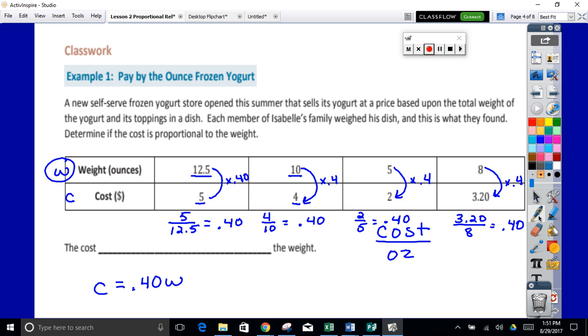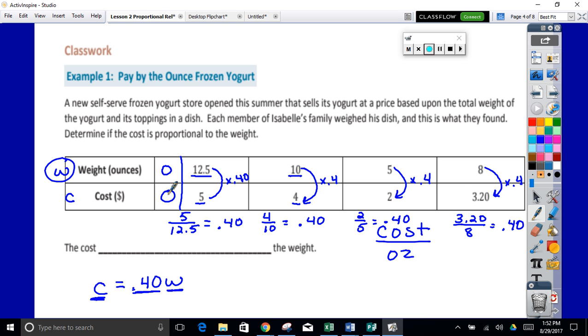So to find the cost of any amount of yogurt, I need to multiply 40 cents per ounce times the weight of the yogurt. So for example, if we had a yogurt that weighed 6 ounces, we would take 6 times 40 cents, and we would find that a 6-ounce yogurt costs $2.40. Also true is that if we bought 0 yogurt, so we bought no yogurt at all, the cost would be nothing. The cost would be 0. We could add an extra column to the table that says if it weighs nothing, we pay nothing.